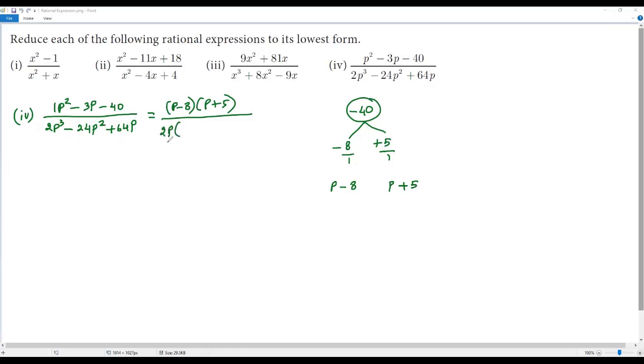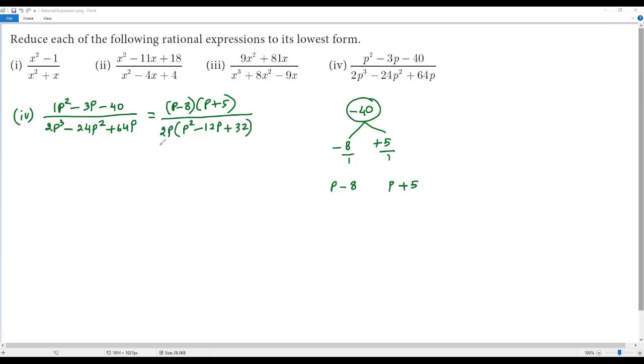Now to get the stuff inside the parenthesis, we have to divide each term in this expression by 2p. Okay, when I divide the first term 2p cubed by 2p, I am getting p square. When I divide this negative 24p square by this 2p, I am getting negative 12p. When I divide this positive 64p by this 2p, I am getting a positive 32.